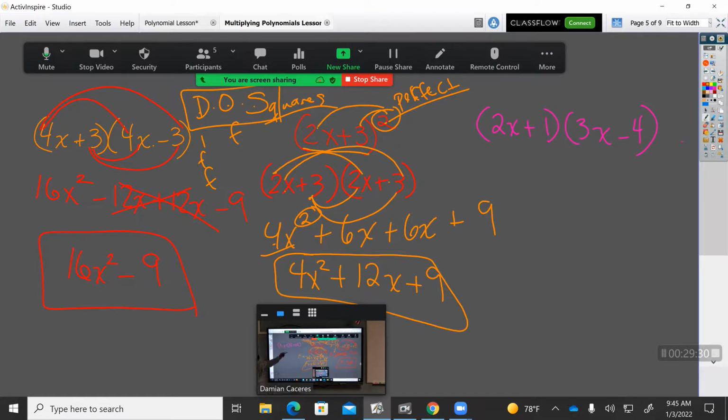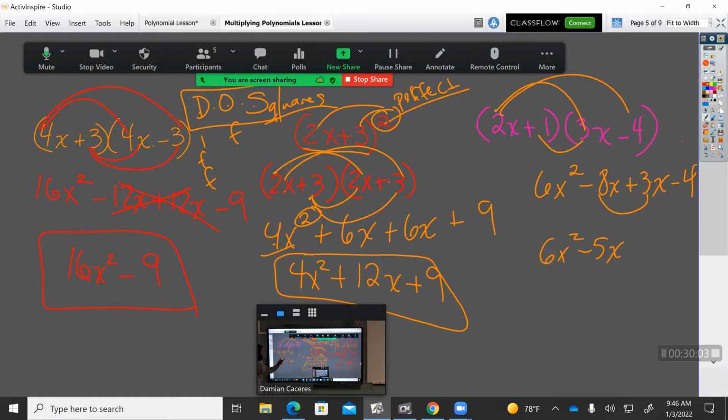All right, now we go to the pink question. 2x times 3x, 6x to the second power. 2x times negative 4, negative 8x. Now we can distribute the positive 1. Positive 1 times 3x, positive 3x, and positive 1 times negative 4, negative 4. Now combine the like terms in the middle, and it equals negative 5x in the middle, because negative 8 plus 3 is negative 5. And you bring down your first and your last term. Done.